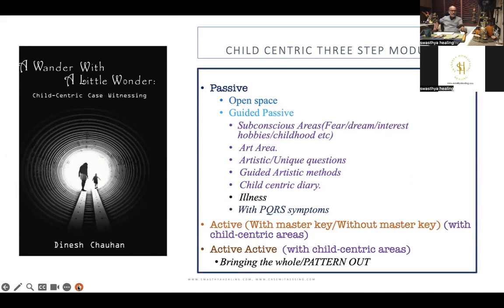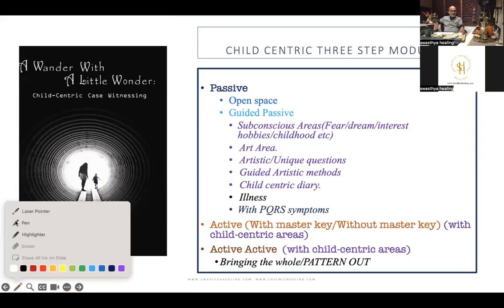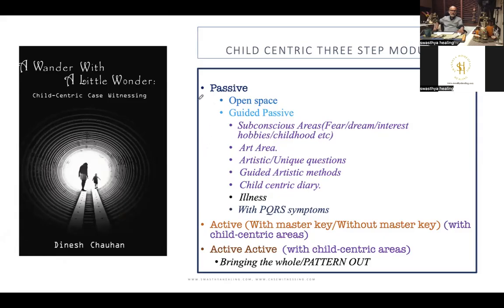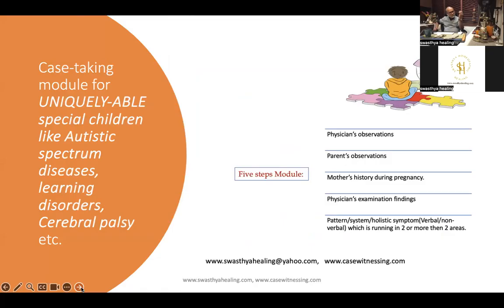You see, when we asked them a question, the questions in the open space were asked according to their age. Then the guided areas were selected, like fear, dreams, interests, hobbies, art, artistic, unique questions or guided methods, and a specific child-centric diary to get their PQRS. Once you get them, again step 2 and active, based on child-centric areas. It worked very well.